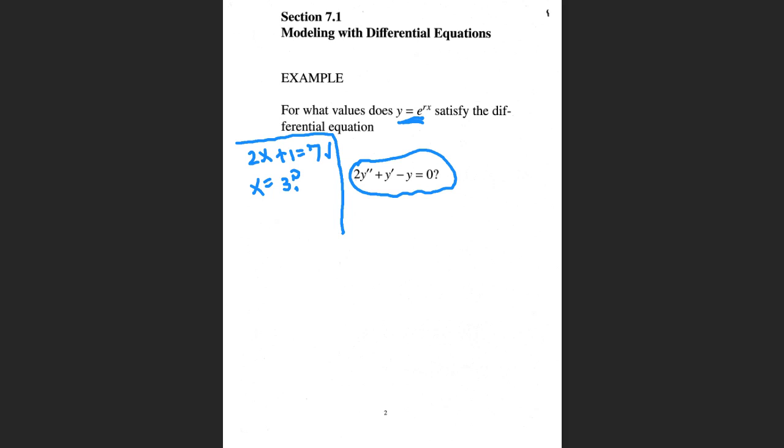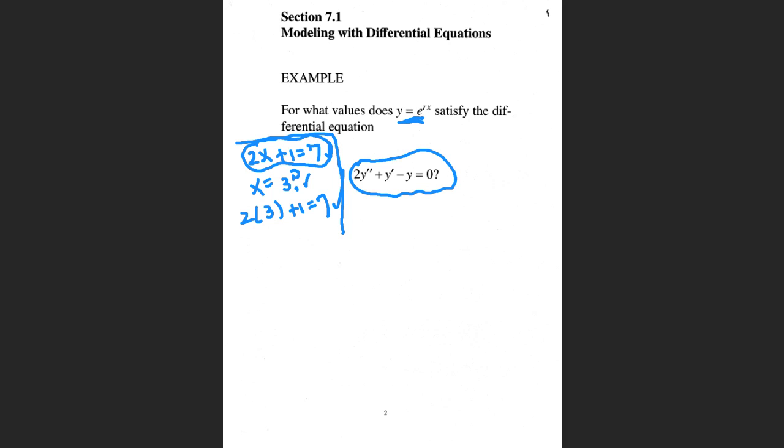You plug in 3. So 2 times 3 plus 1 does equal 7. So x equals 3 is a solution. So you see, we didn't have to know how to solve this algebraic equation 2x plus 1 equals 7 to be able to verify that x equals 3 is a solution, because we can substitute x equals 3 in the equation and see that 2 times 3 plus 1 equals 7.